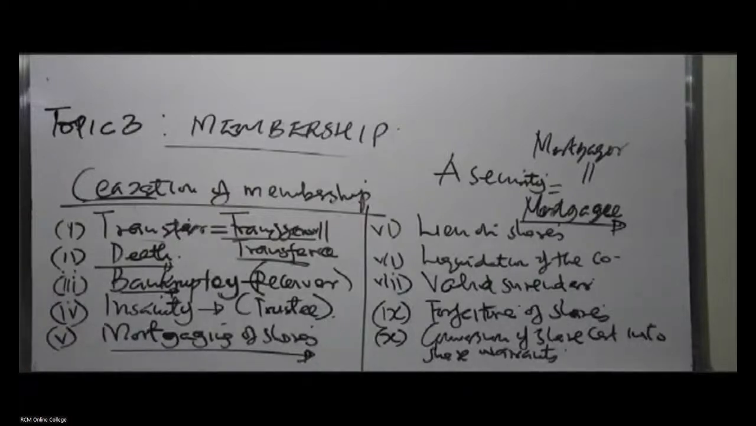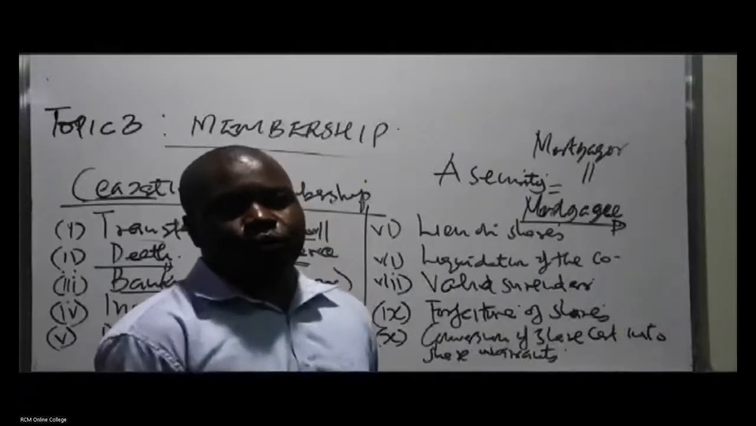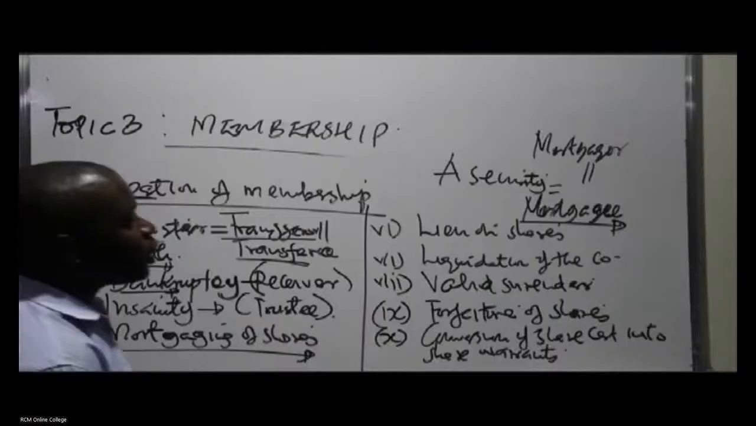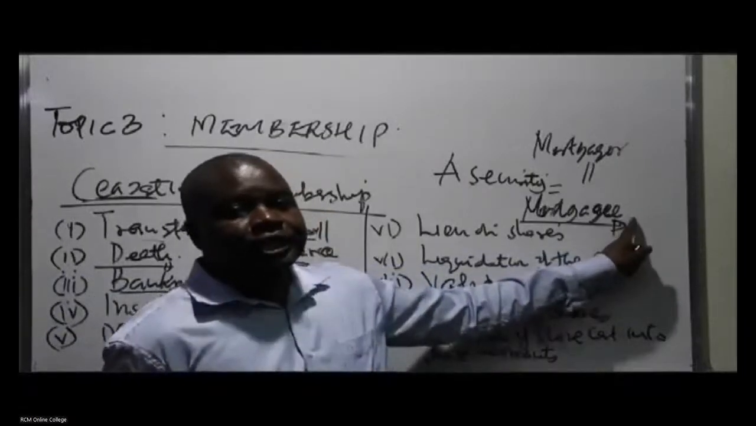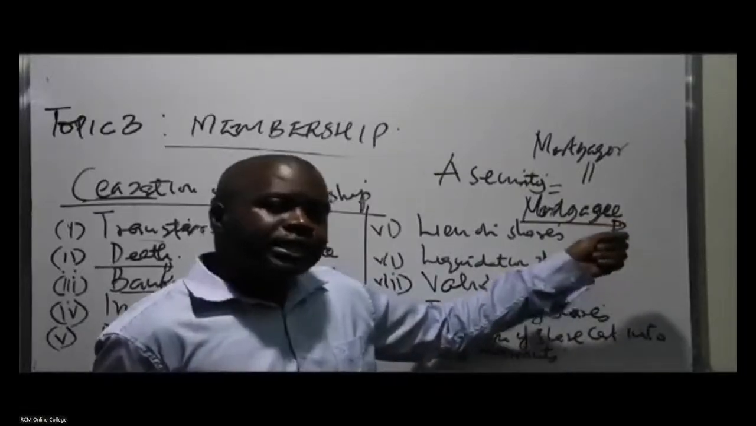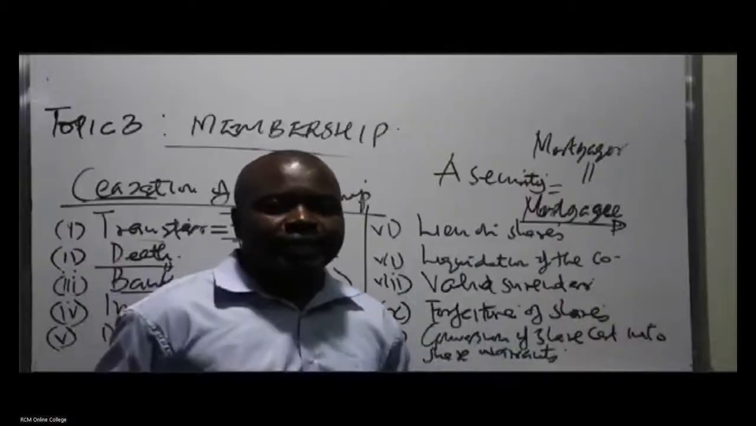The mortgagee is the lender. The mortgager is the borrower. So in this case, if you use your shares as a security, it means the mortgagee will take over the shares. It depends on the kind of agreement. He can take over the shares immediately, or he can take over the shares when you have defaulted.